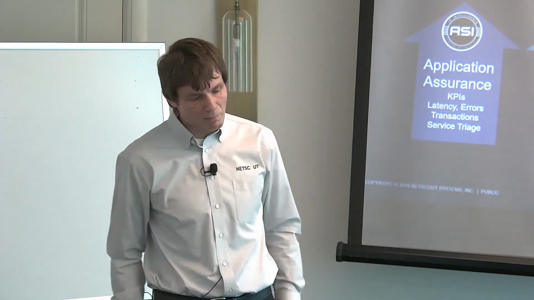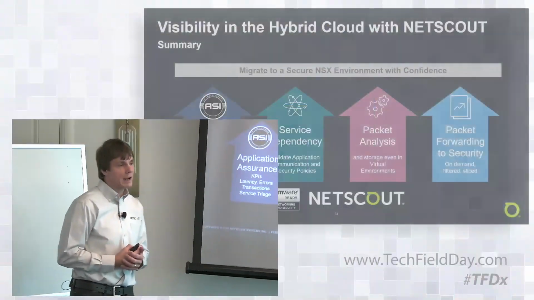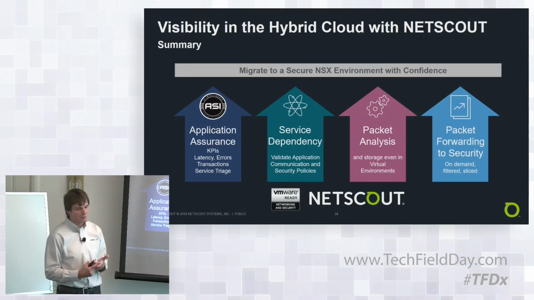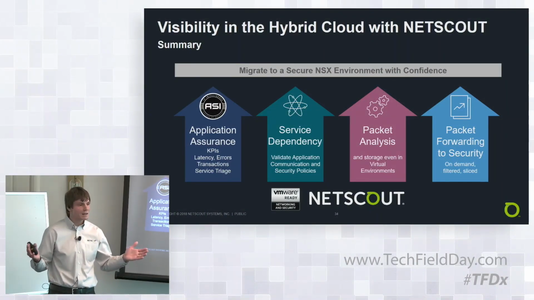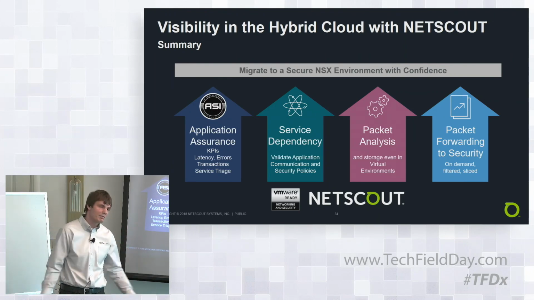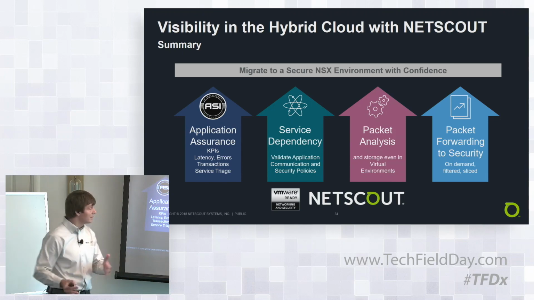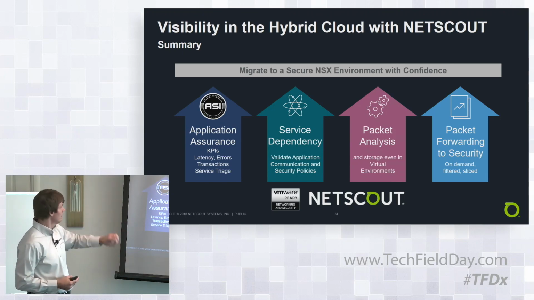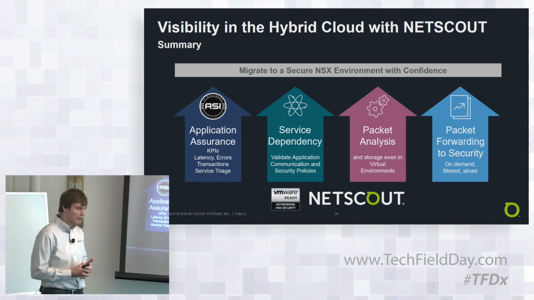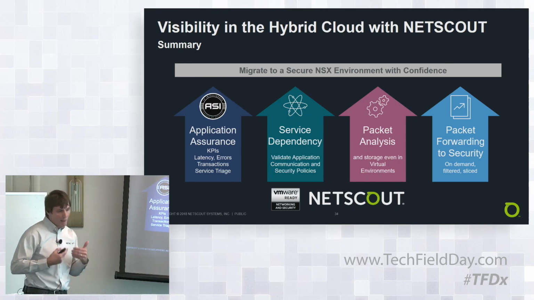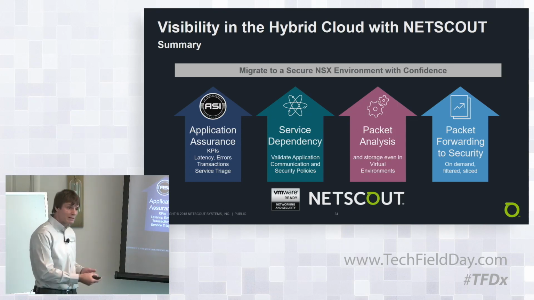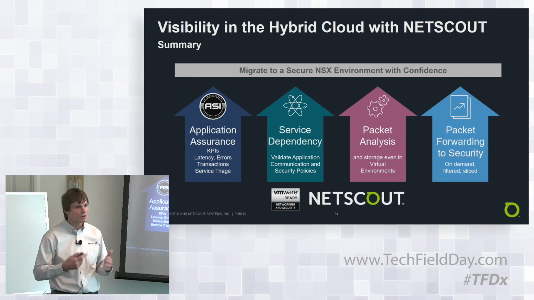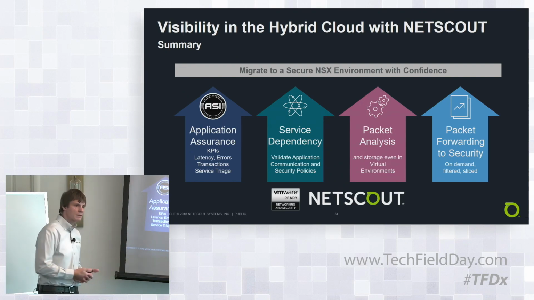So here's my summary, basically. Visibility in the hybrid cloud with NETSCOUT, we've talked about that. Migrate to a secure NSX environment with confidence, which is the whole premise of our presentation. And these are some key areas: ASI for application assurance, those key performance metrics for application latency, network latency, errors, message types, the service dependency, the packet analysis, and the packet forwarding.